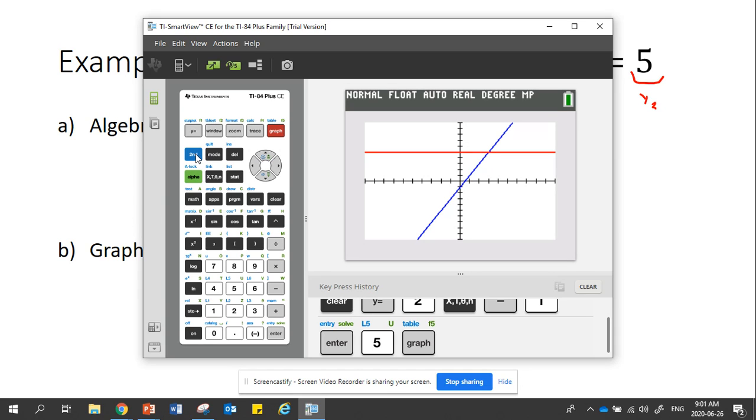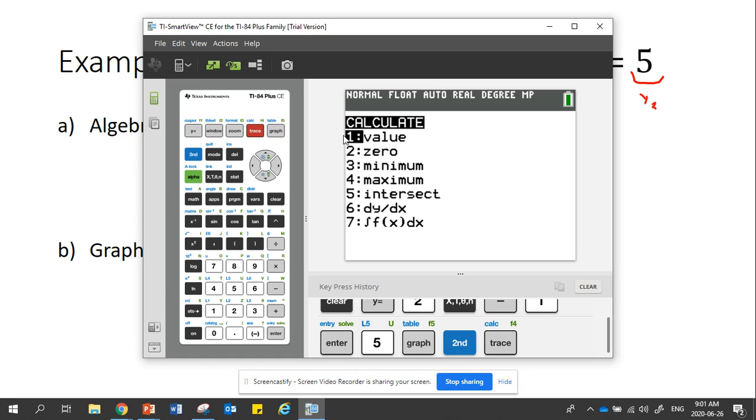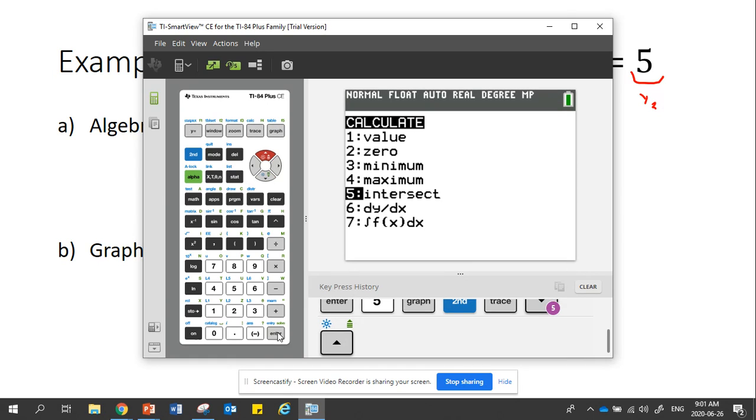My calculator has a feature which allows me to find intersection points, just to confirm this is exactly what it is. If you see this calc button up here, right above the trace button, we're going to press second, then the blue calc button, and go down to number 5, intersect. I'm going to press enter.